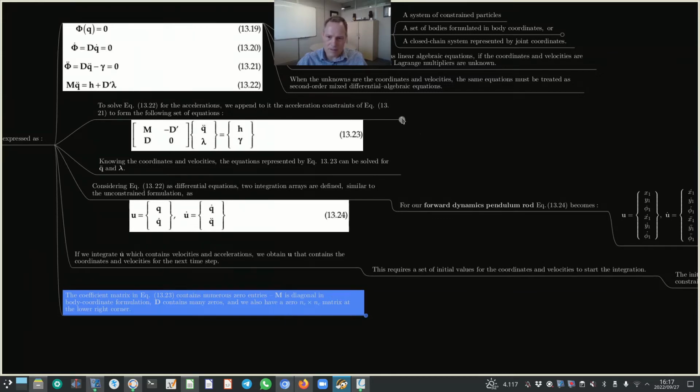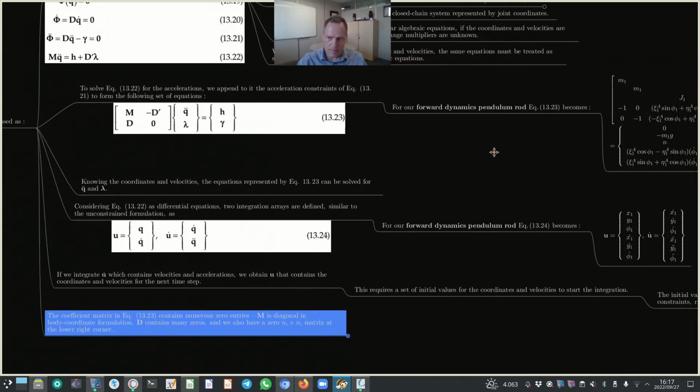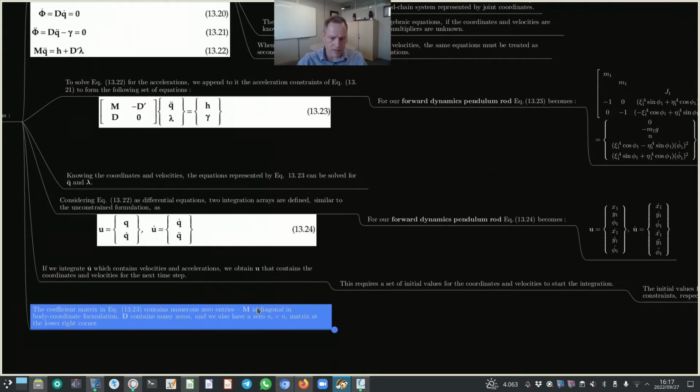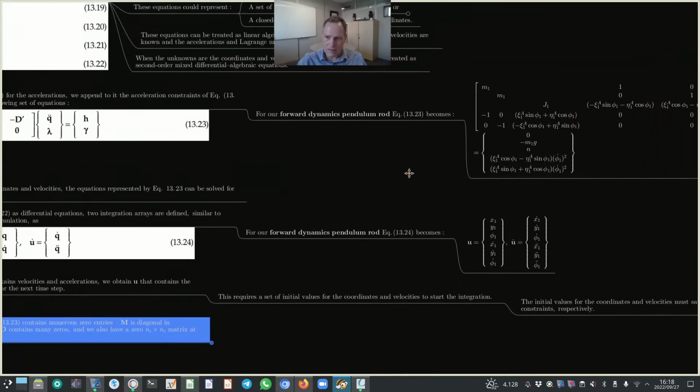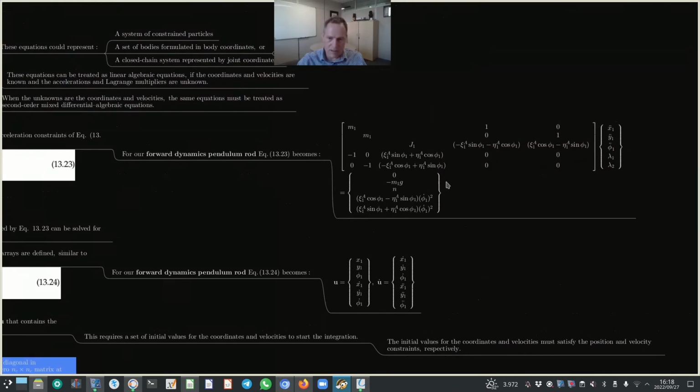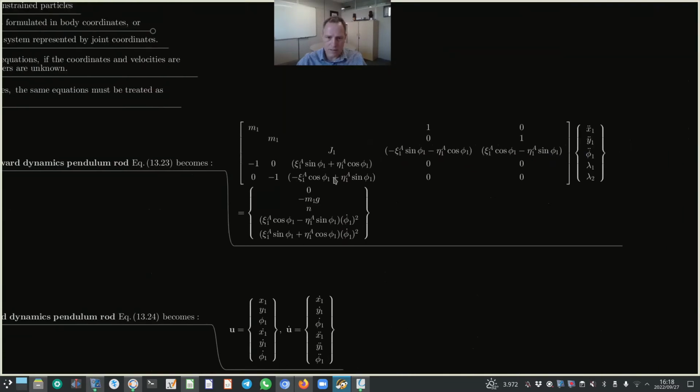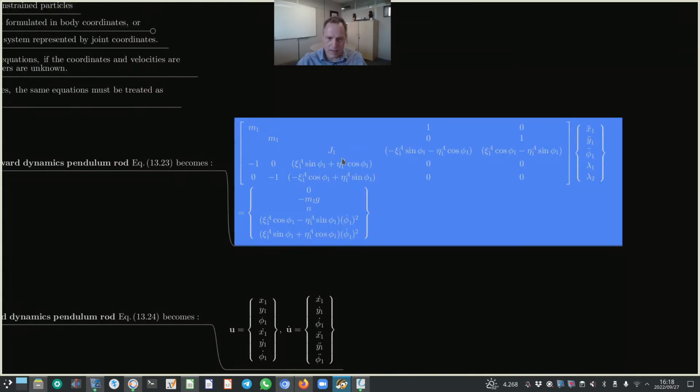Let me just expand this once again. The mass or inertia matrix is a diagonal matrix in body coordinate formulation. D, the Jacobian, contains many zeros, and we also have the zero number of constraints by number of constraints matrix at the lower right corner. Let me just show that here. It's very visible, very easy to see. So there's the diagonal matrix.